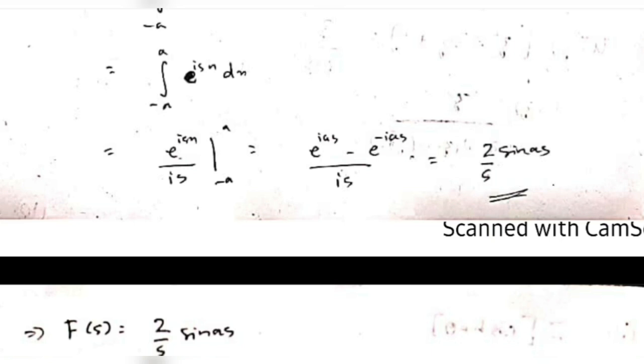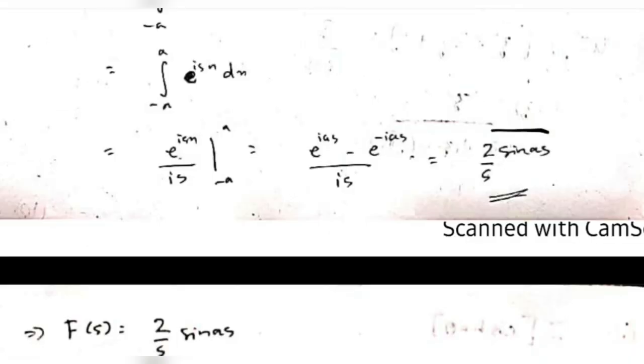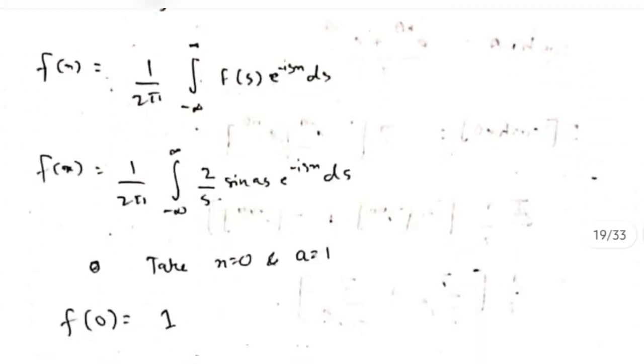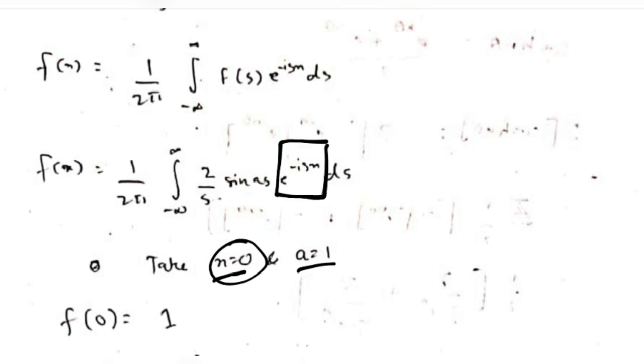Now our next step is to evaluate the given term. See here, this is the term which we have to evaluate. Observe here, it's sin x by x, but here we have 2/s sin as. So the difference between both of those is 2 and a. So what we will be doing is taking the value of x as 0 and a as 1. Why are we taking x as 0? Because we need to remove this term e^(-isx) from here. If you take x as 0, it will be e^0, which is 1.